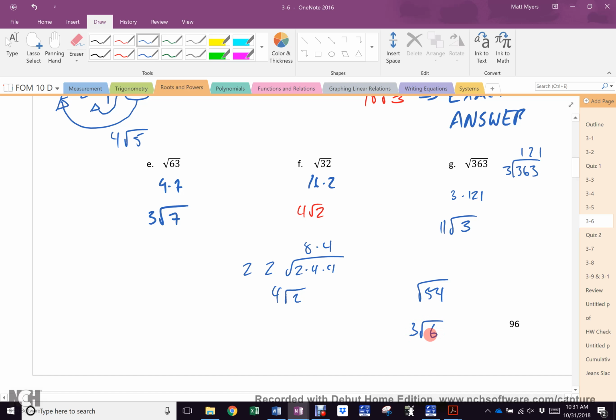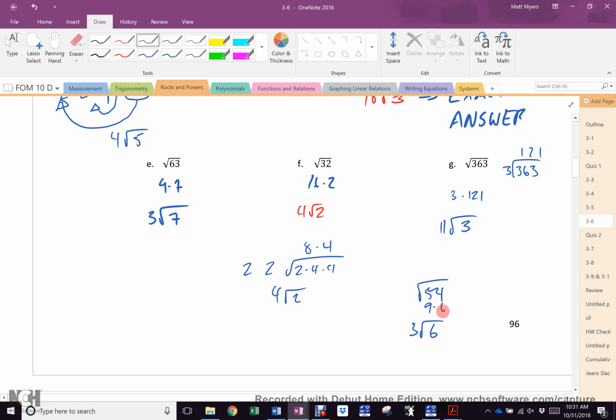So what's the answer? 3 root 6. I tried 6 times 9, yes, but they both break down into 3 by 2. But you don't need to break 9 down, Ariana, because it's got a perfect square. 6, you had to leave a 2 and a 3 under there, right? So 2 times 3 is 6, and you took out a 3.